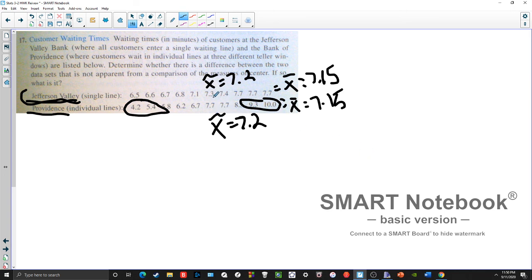So these have the same measures of center. I should say measures of variation and measures of center. These have the same measures of center, median and mean, but they have very different measures of spread, or measures of deviation, which we'll get into tomorrow. Because Jefferson Valley is a lot more consistent with its numbers, whereas Providence is a lot more inconsistent with its numbers.